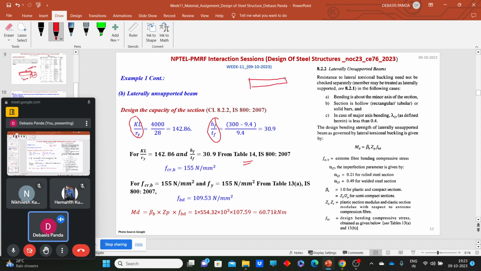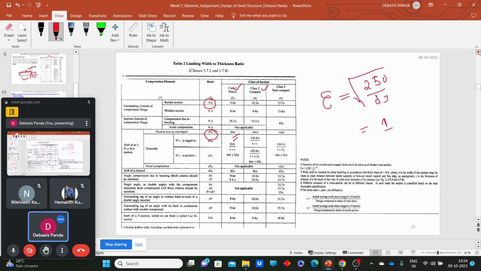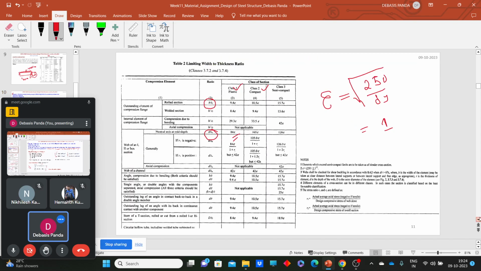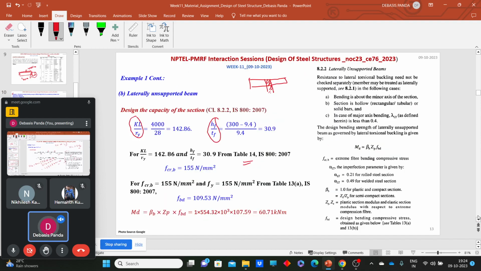Now hf is nothing but the total width of the flange minus the web thickness, so we are just considering the solid web part and neglecting this part. The effective length of the beam was given, I think. Yes, the effective length of the beam, that means KL, is given as 4 meter. Now the value of tw we know is 6.7, tf is 9.4, the thickness of the flange, and all the subsequent values are provided here. Now we can do the calculations easily.